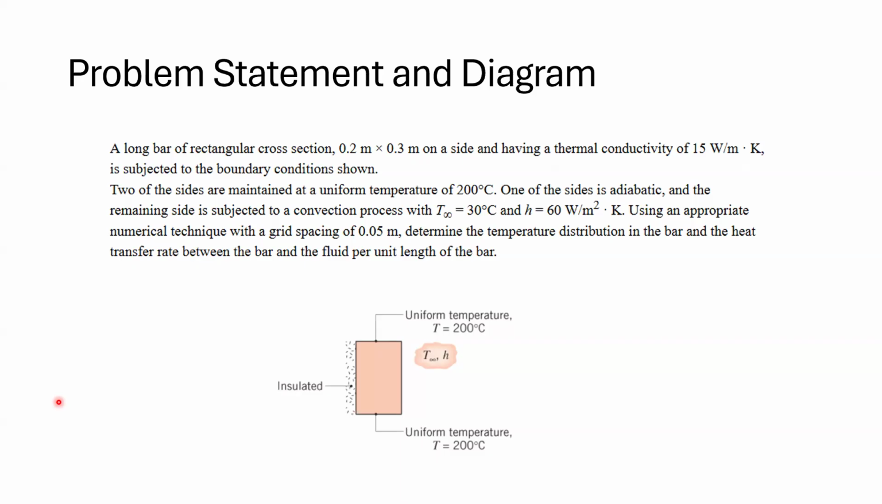30 degrees Celsius. The whole idea of this problem is that we're going to be using a numerical technique, namely the FDM method with a grid spacing of 0.05 meters, to determine the temperature distribution in the bar and the heat transfer rate per unit length between the bar and the fluid.